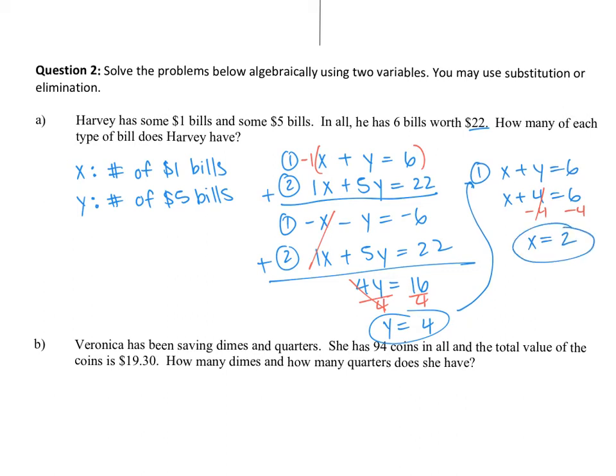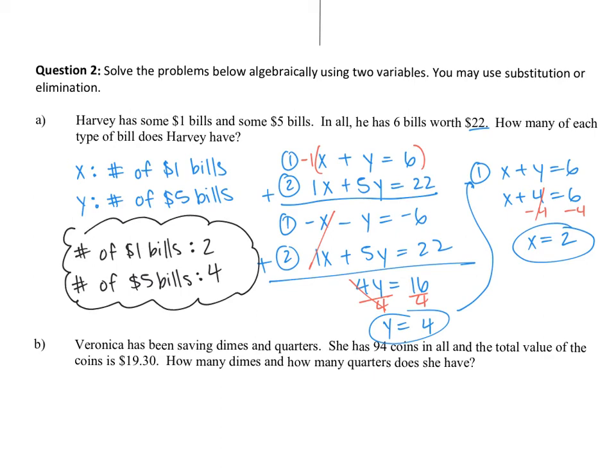So it turns out in this problem here, the number of $1 bills I have is 2. I have 2 $1 bills because it represents my x value. And the number of $5 bills represents my y value, so if we look at our y value here, it is 4.